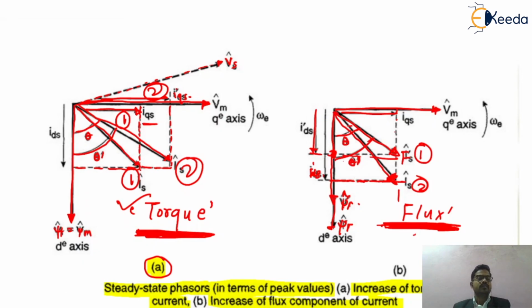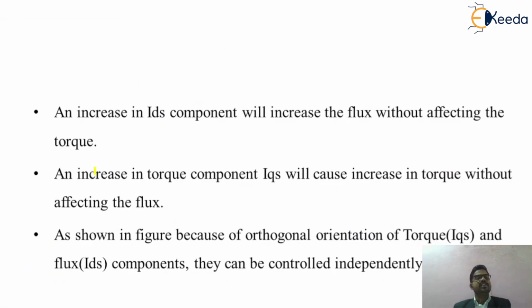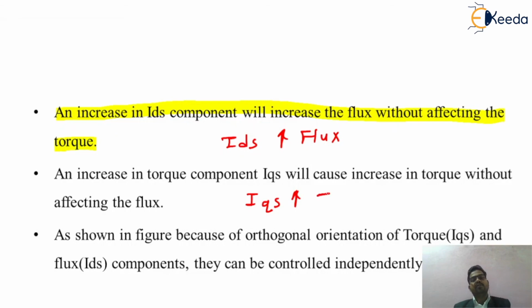So that will be the concept of the steady state phasor representation of your DQ model of your induction motor. Now friends, some observations from that particular phasor diagram. While we are increasing the ID component, there is an increase in flux without affecting the torque. So while we are increasing the value of IDS, increase in flux will be possible without changing the torque. Similarly, if you want to increase the IQS component, it will change the value of your torque without affecting the value of your flux.